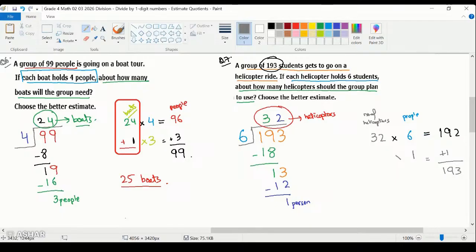That means the last student will be in another helicopter. The total number of helicopters needed are 33. 33 helicopters will be needed to accommodate 193 students if each helicopter holds 6 students, right? Do we agree on this?